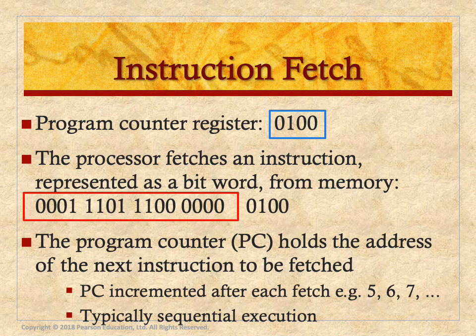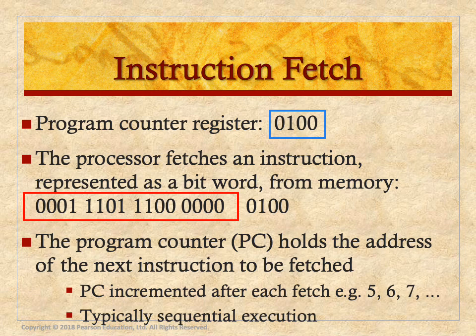So now, after we have identified the two stages of an instruction cycle, we now look at the details of what exactly will happen when the processor fetches an instruction. Remember, one of the components of a processor is a so-called program counter register. It stores the memory address of the next instruction to be fetched and executed. In the blue box you see an example of a program counter. So here it contains the binary number 0100, which corresponds to the decimal number 4.